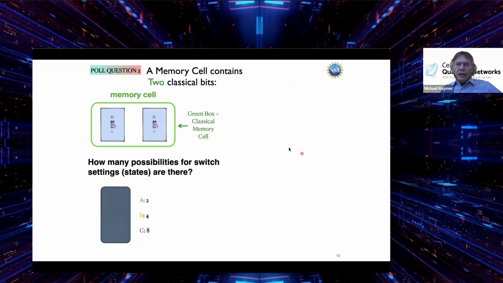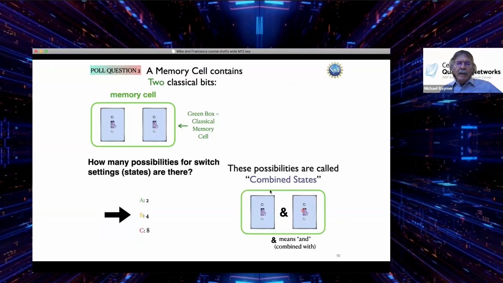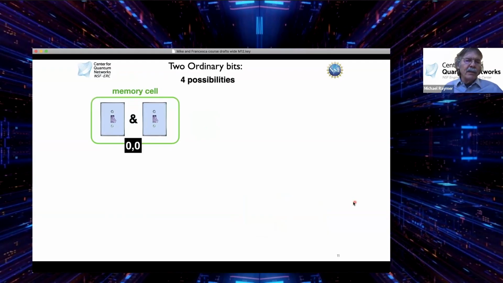Okay, so most people said it's the second item, number 4, and the answer is 4. So that's fantastic. And here are the 4 possibilities. First of all, notice that we have two switches, two physical bits inside of a memory cell, this green box here, and then we talk about the combined state of these 2 switches. I use an ampersand, which means "and." So I have the first switch and the second switch. And we have to specify the state inside the box. There's 4 possibilities.